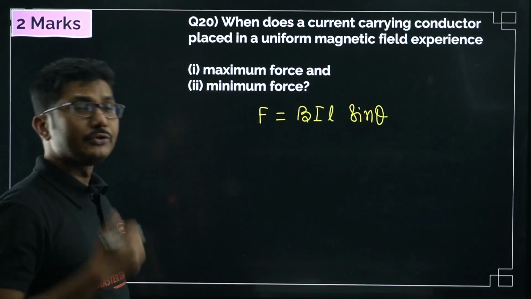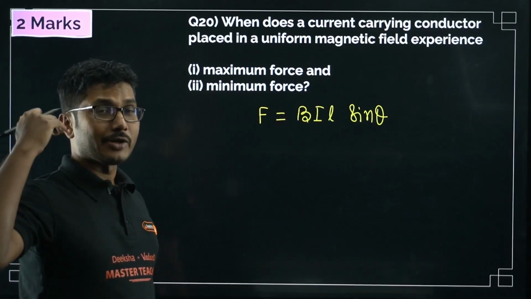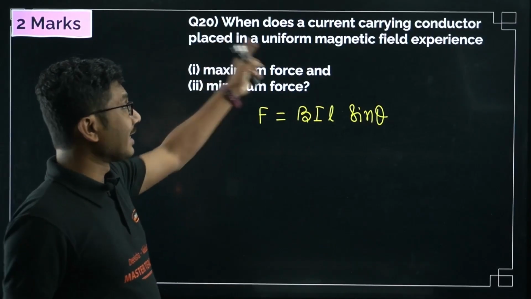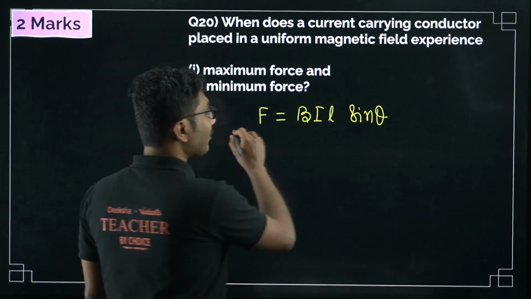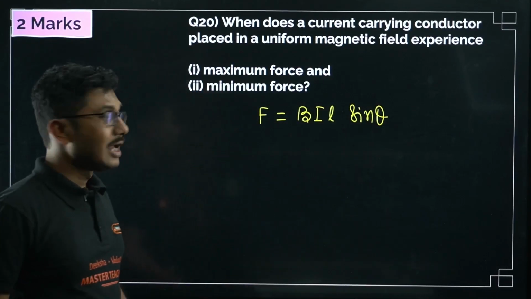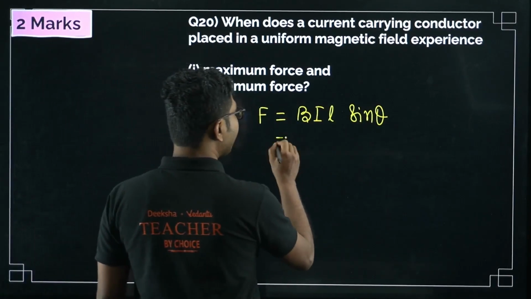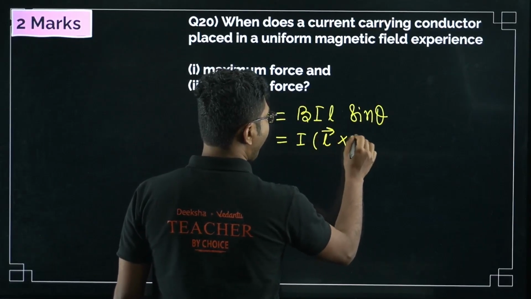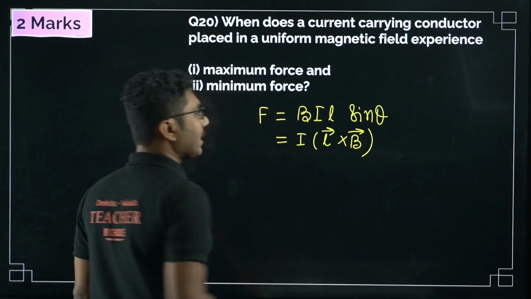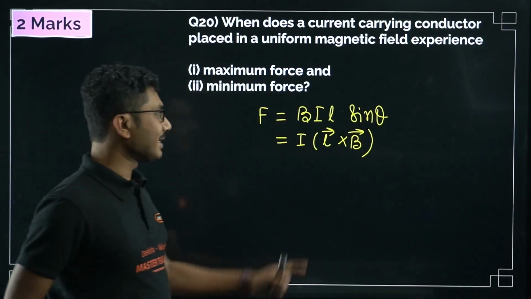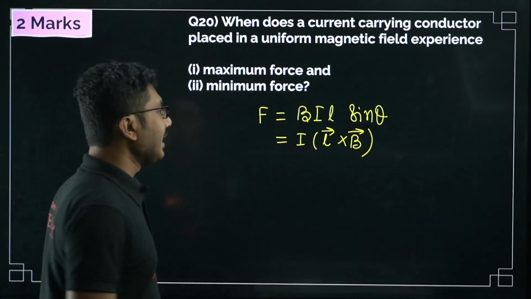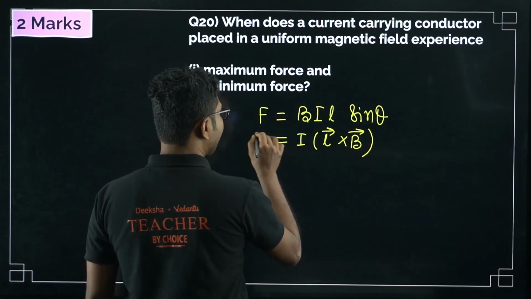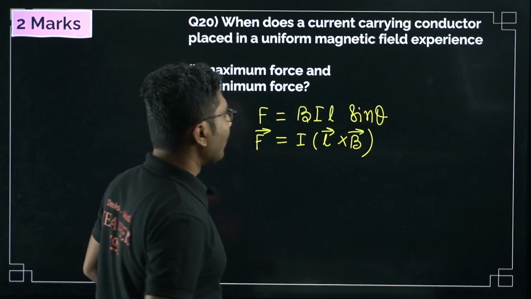Don't confuse with force acting on a charged particle. Here it is force acting on a current carrying conductor. So this is the expression for force on a current carrying conductor. Now this can also be written as I into L cross B. Okay, the sin theta basically comes from the fact that it is L cross B, right? Now the meaning of this is the force in vector form. Okay, now what is the meaning of that?